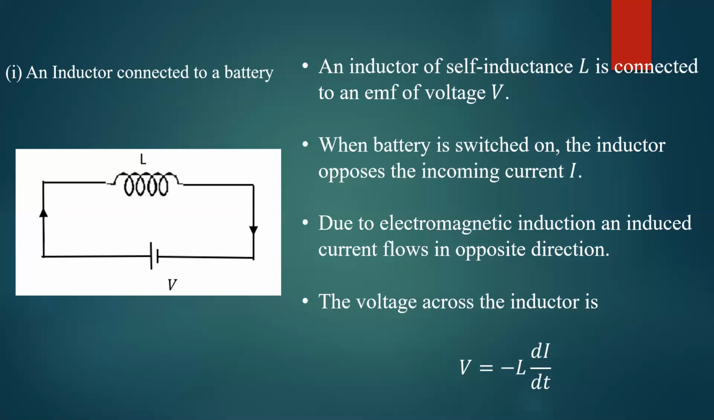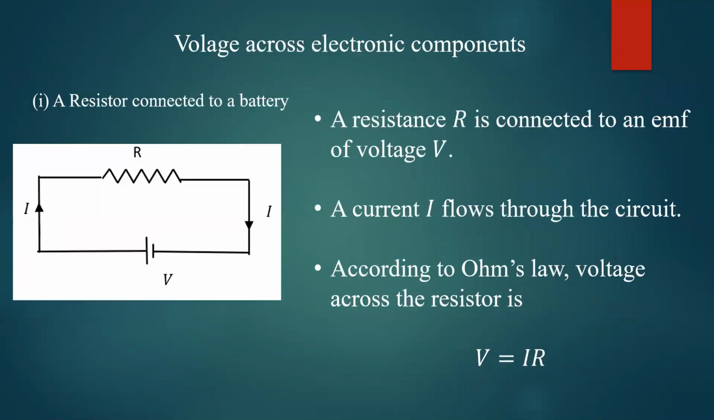Okay, so this is how the voltage across the inductor is represented, minus L into di by dt, where L is the self-inductance of the coil or self-inductance of the inductor. So series RC circuit we will consider in the next class. So just you remember these 3 points.